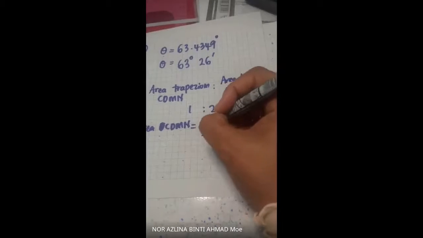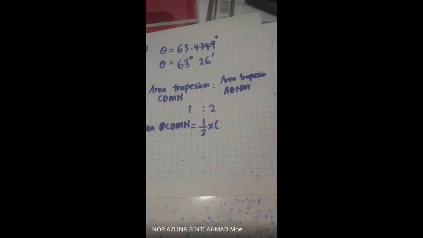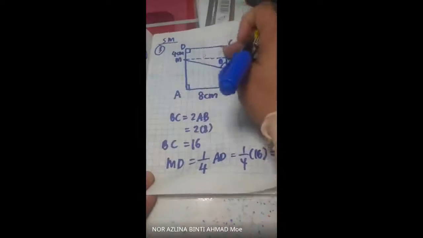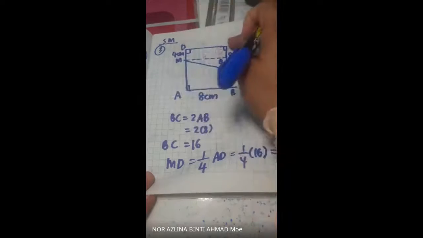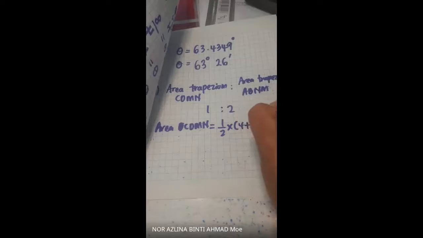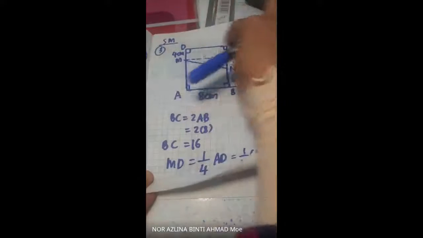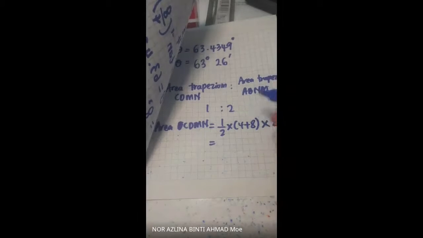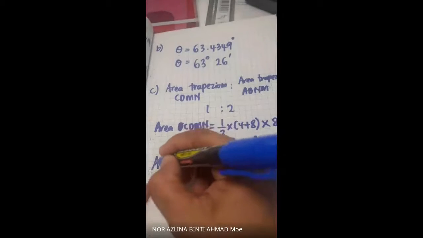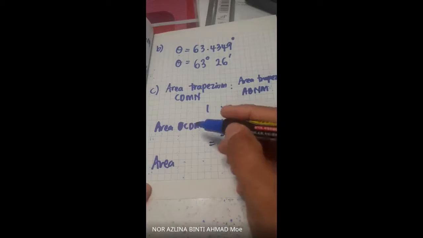One over two multiply the sum of parallel lines. Yang ini ramai murid lupa. Area of trapezium is one over two multiply the sum of parallel lines. These are the parallel lines for this trapezium, 4 and 8. So we plus 4 plus 8, multiply by the height. The height of trapezium DC is 8. So 12 times 8 is 48 cm squared. Okay. Next, area for ABM.